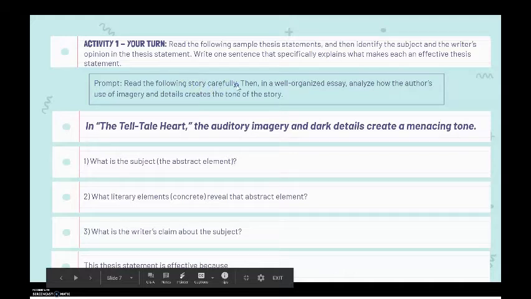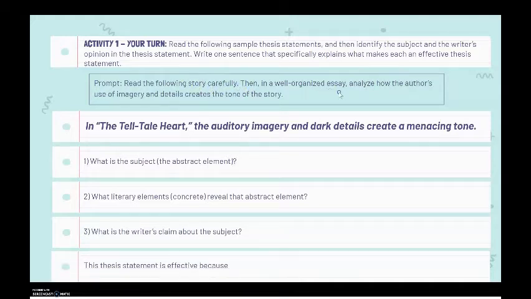Read the following story carefully. In a well-organized essay, analyze how the author's use of imagery and details creates the tone of the story. That's the prompt. Let's read the thesis. In The Telltale Heart, the auditory imagery and dark details create a menacing tone. This sounds pretty decent so far. Number 1, what is the subject? What is the abstract that this person is going to be discussing? What's the idea? The tone.